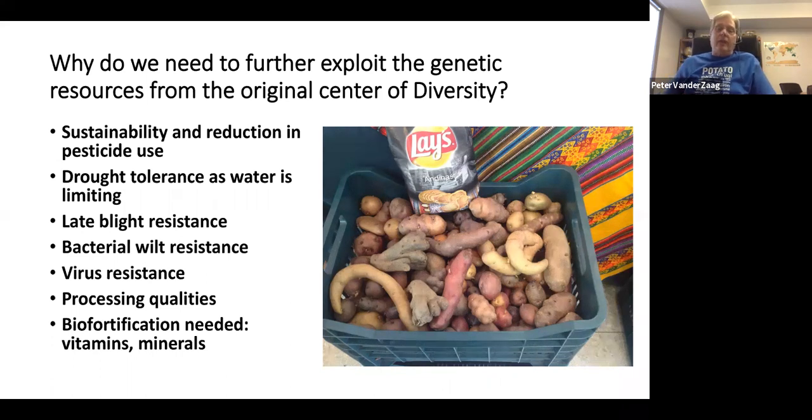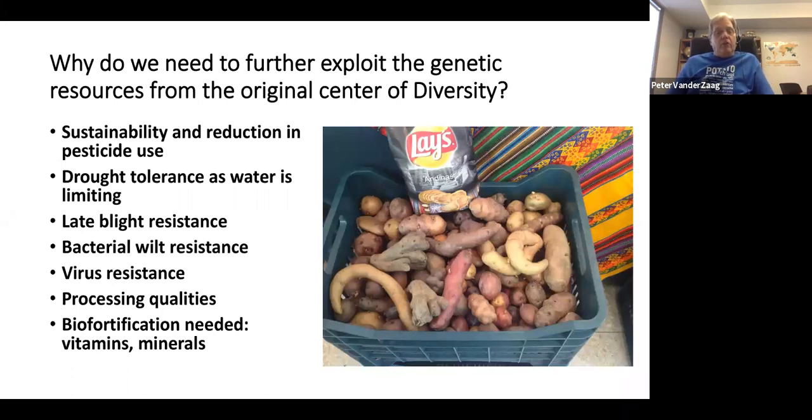Then there's the issue of late blight resistance, which still is our number one issue around the world. How do we deal with this problem? Multigenic resistance is one way of coping with this. Then there's bacterial wilt, which is a disease in the low-level tropics, and it's becoming more severe. And as we have global warming, it seems to creep up into the higher elevations of the tropical settings.